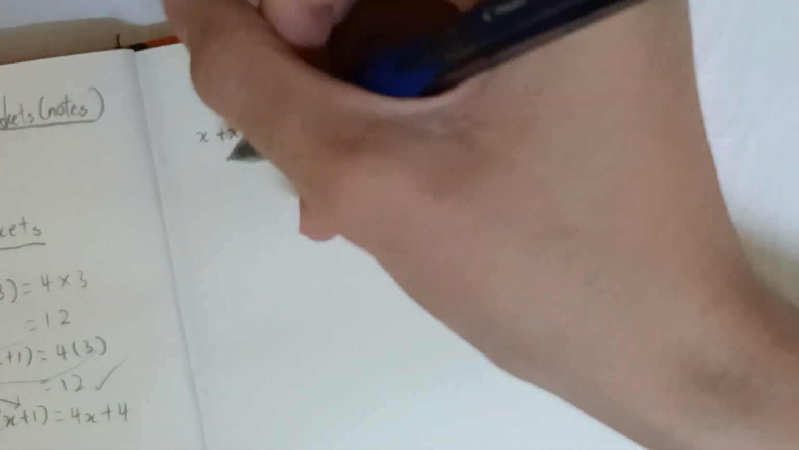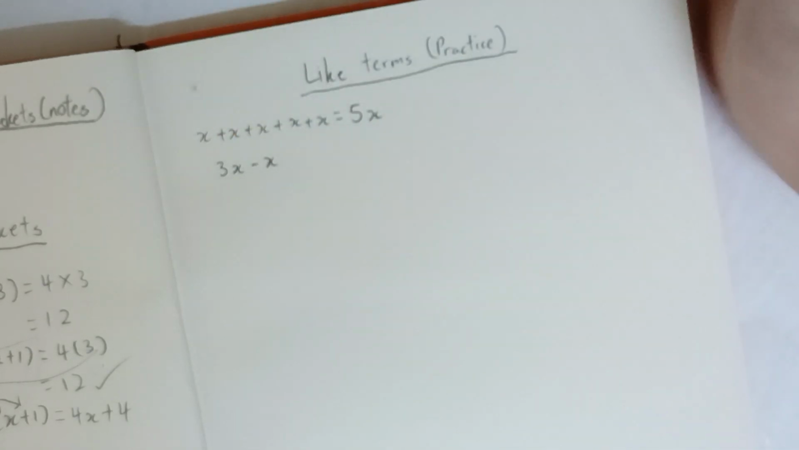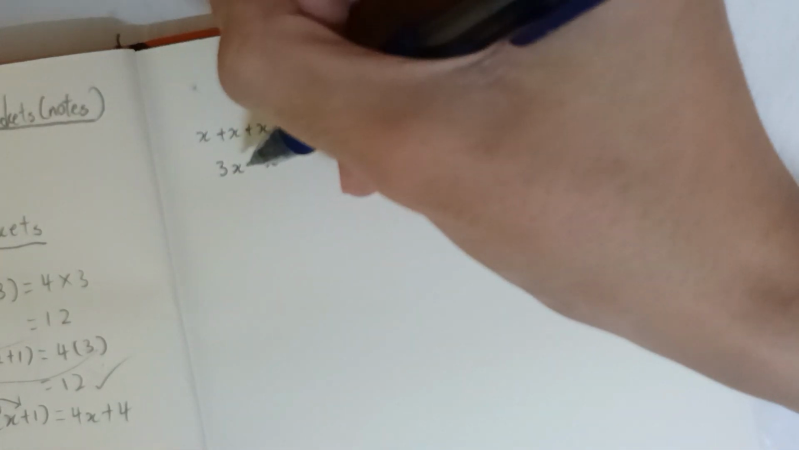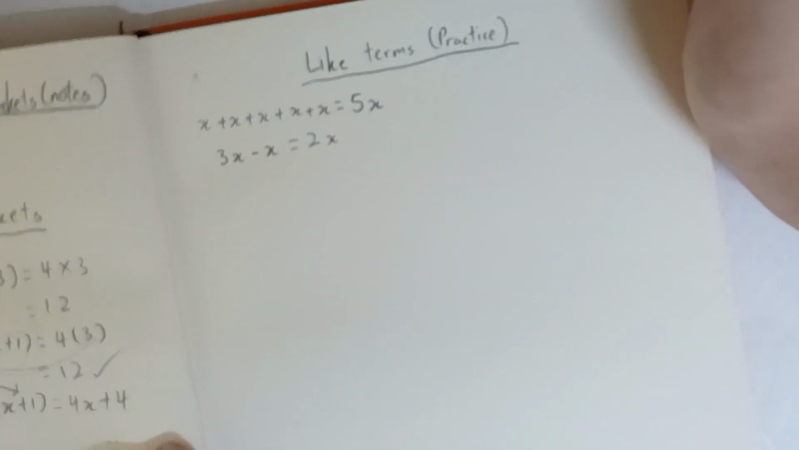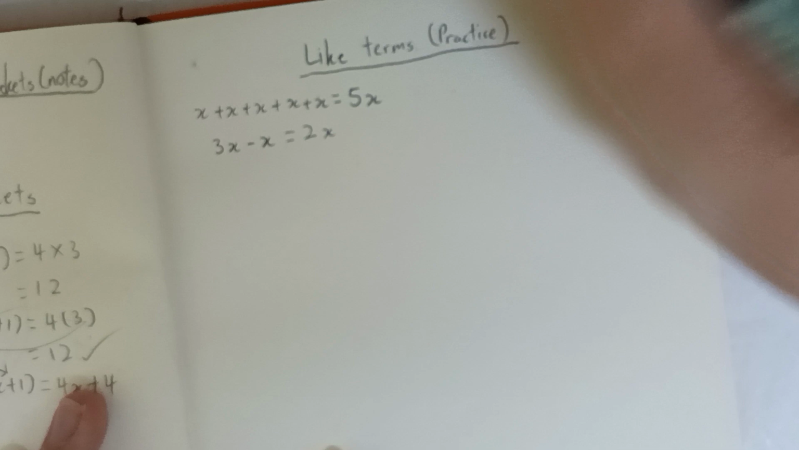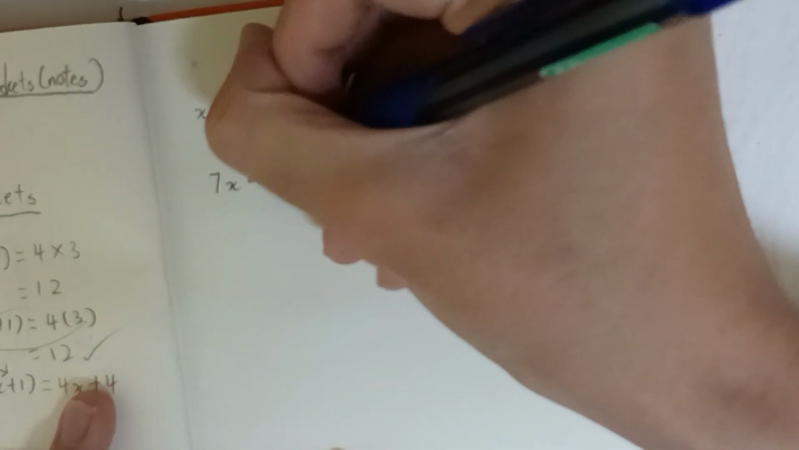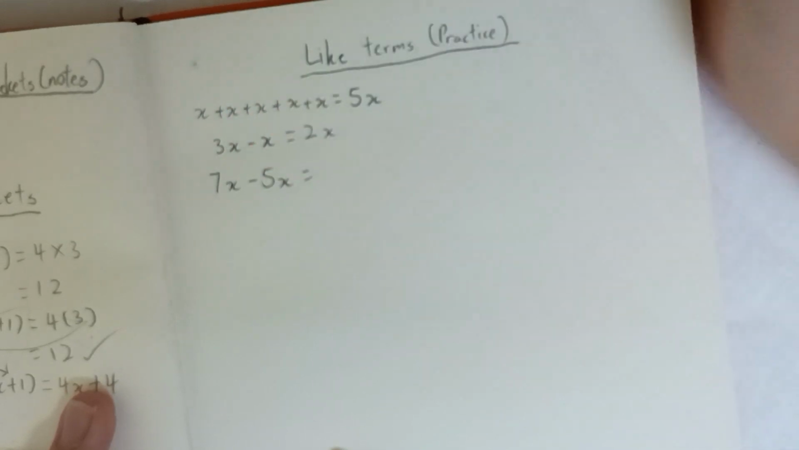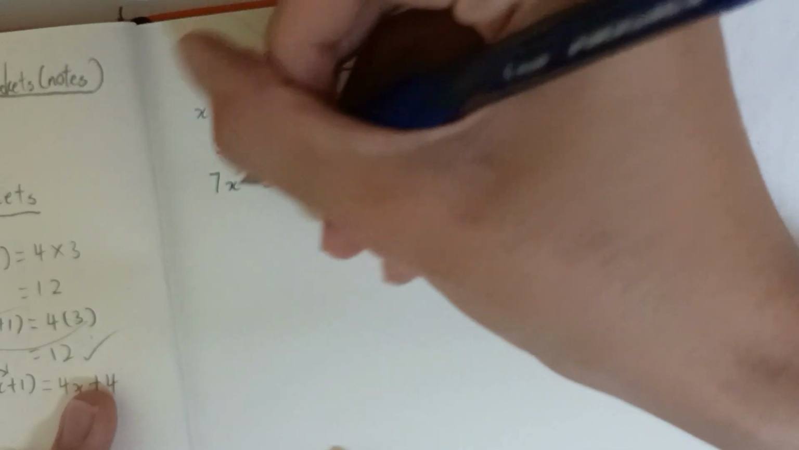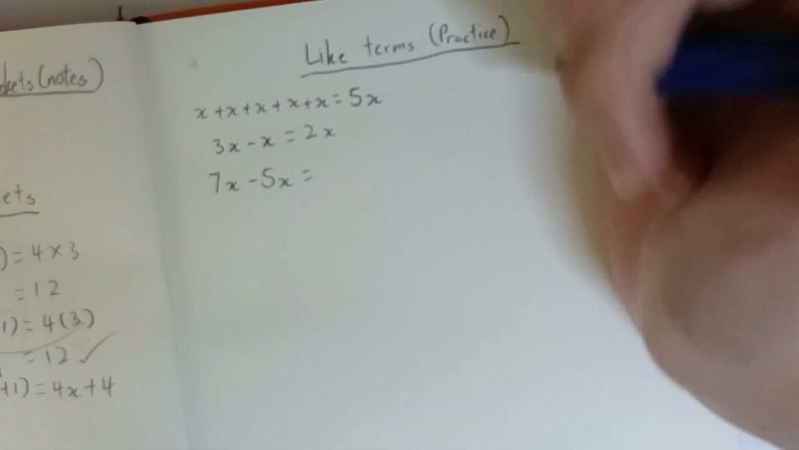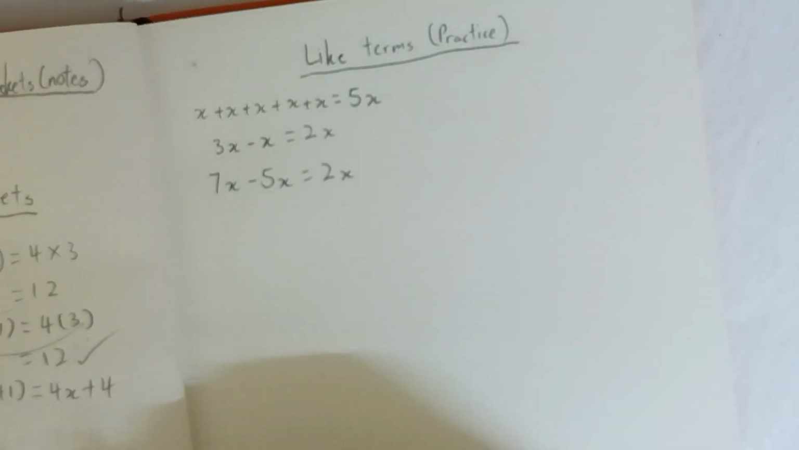Alright, what happens if I have 3x minus x? If you have 3 x's, you take away 1, you are left with 2. Remember the black box example? So right now, what about 7x minus 5x? Treat it as a 7 minus 5. 7x, you have 7 of the black box, and then you take away 5, you are left with 2x.